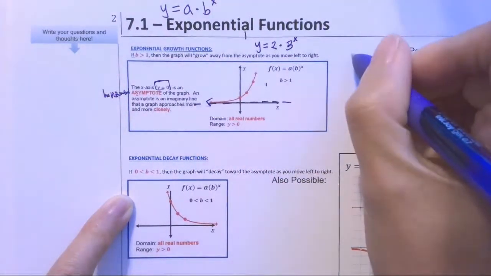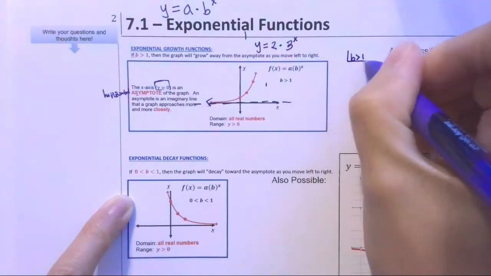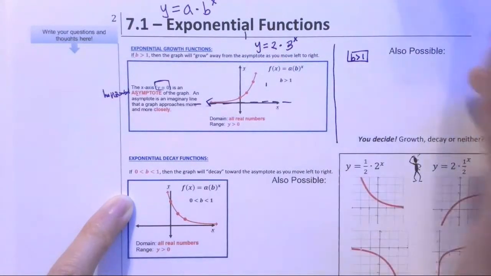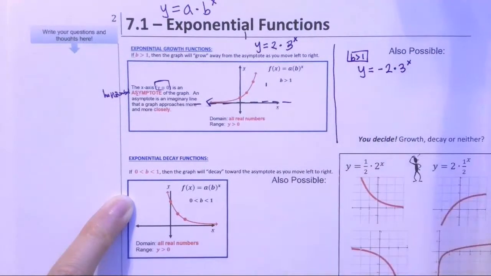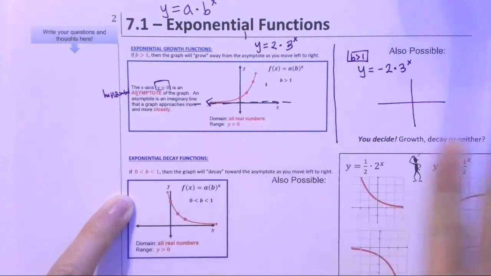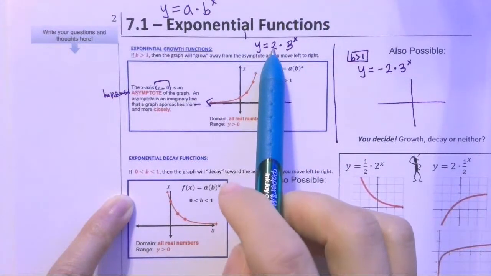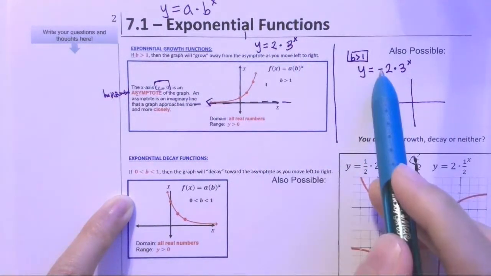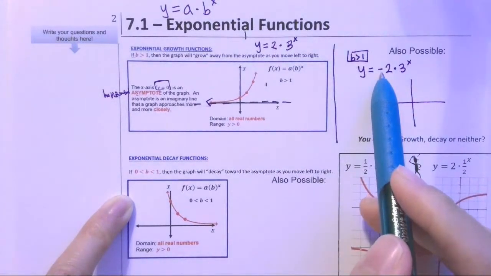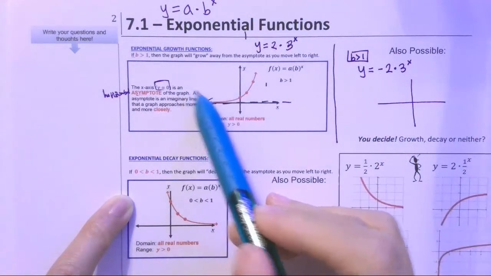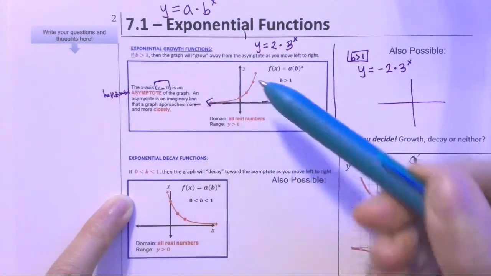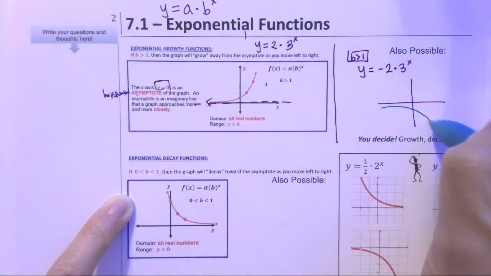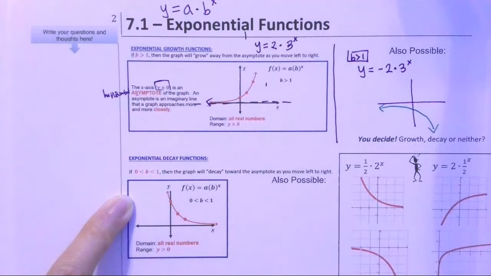All right, when your base is greater than 1, there's also another possibility. What if I say y is equal to negative 2 times 3 to the x power? What would that look like? You can apply what we learned in the first quarter. Notice there's a negative in the front. When the negative is in the front, that means y changed the sign. Do you guys remember that means it's going to be an x-axis reflection? So you're going to take this, reflect it over the x-axis. It's going to look like that.